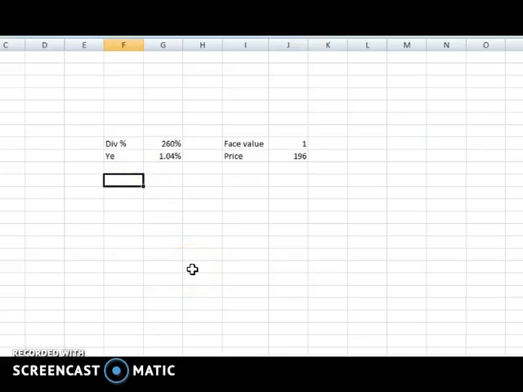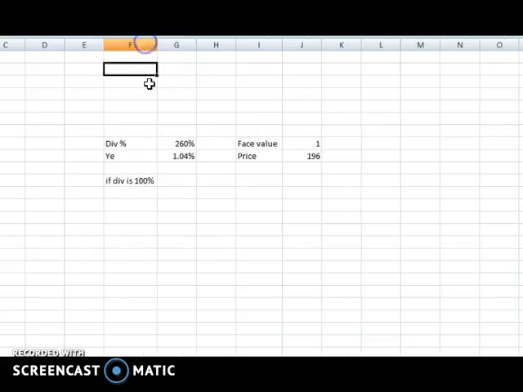Our face value is 1 rupee. If the dividend is 100%, it is equal to 1 rupee. So they have paid 260%. That is 2 rupees 60 paisa. Now we will see how to calculate yield.